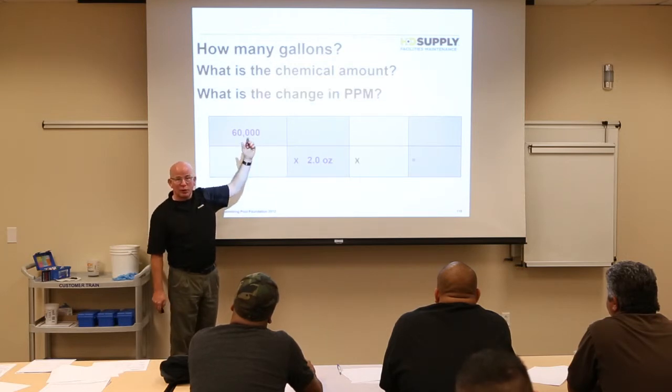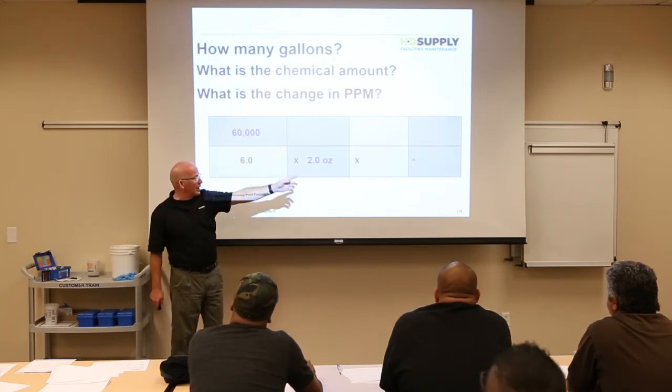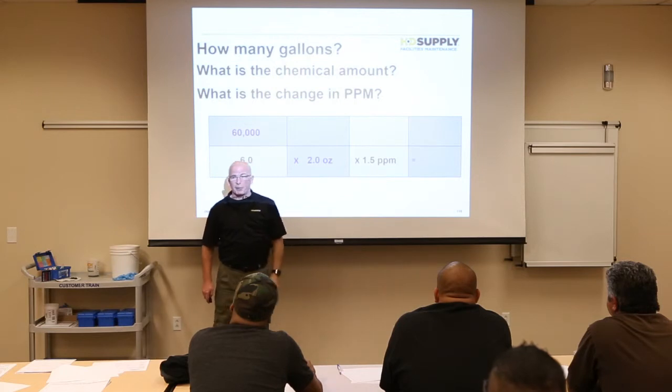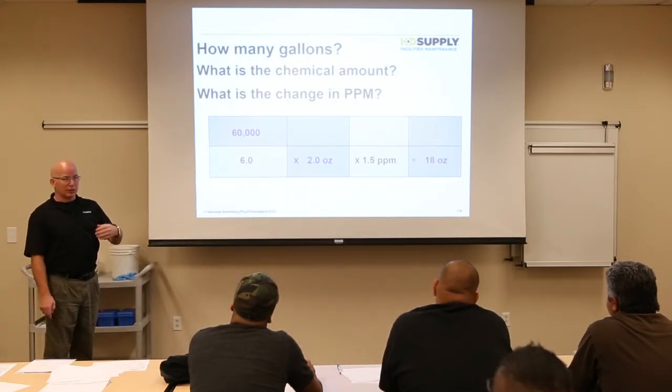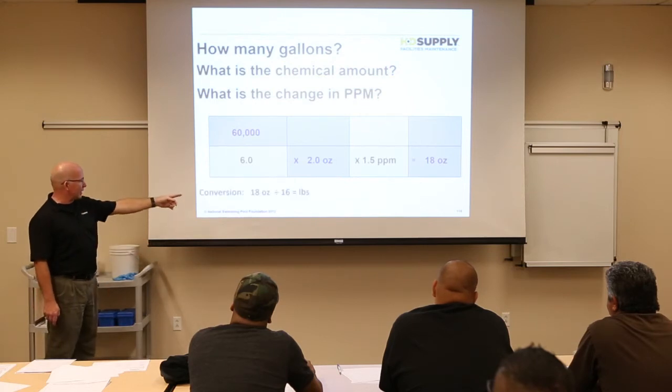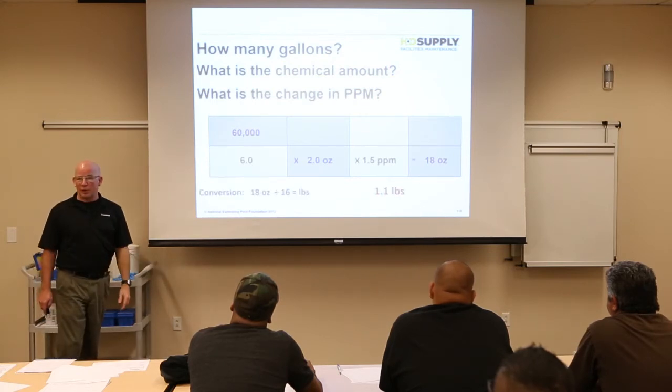Our change, we were going from 3.5 to 5. So 1.5 parts per million is 18 ounces. Since it's ounces, we're going to divide by 16 again, and that's about a pound, 1.1 pounds.